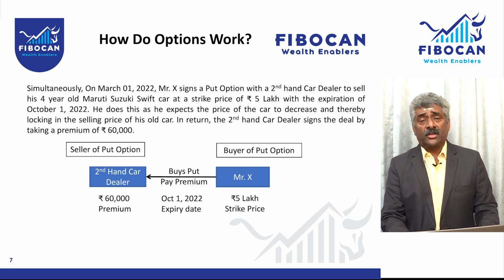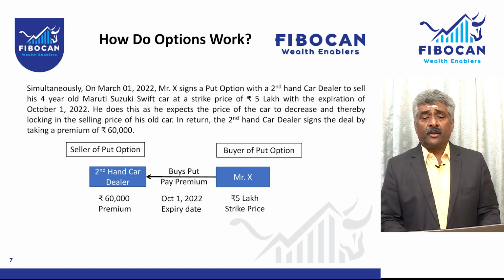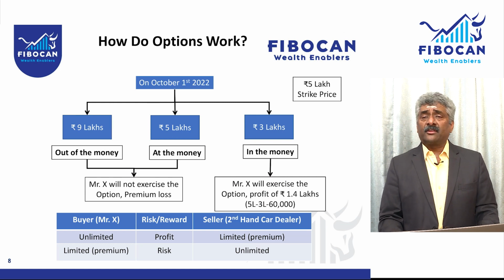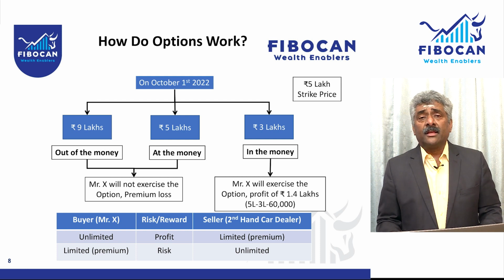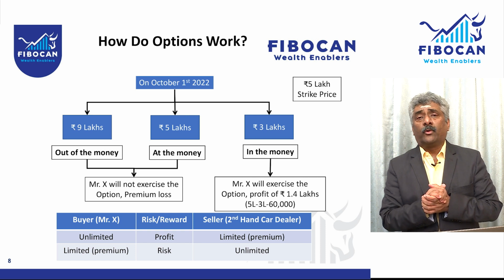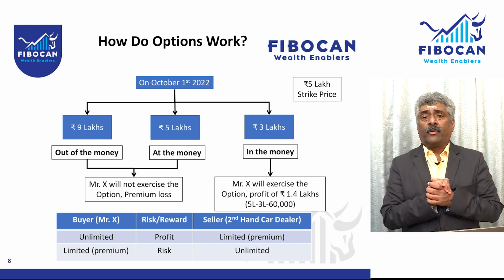In the first case, he lost his money, 1.5 lakhs premium. In this case, what happens? How does option work? Slide 8. On 1st of October, there are 3 scenarios that can happen. The price is at the same price, 5 lakhs. Anywhere he tries to go and sell the car is being sold only for 5 lakhs. Any dealer is ready to buy at 5 lakhs.